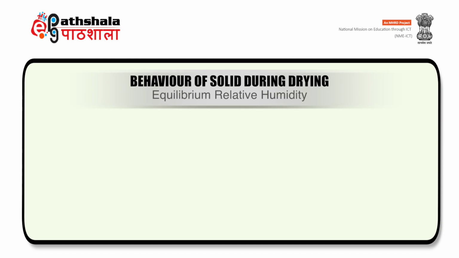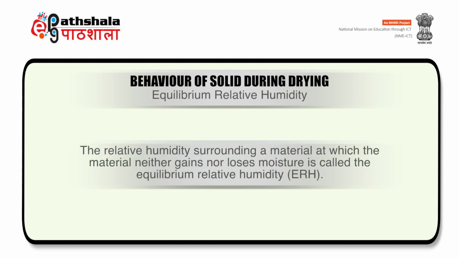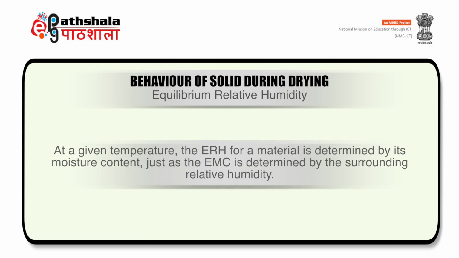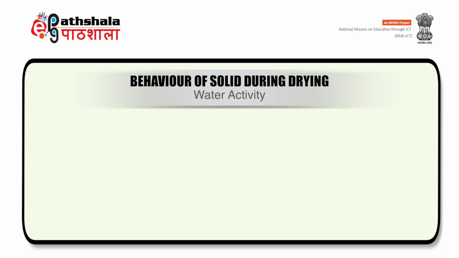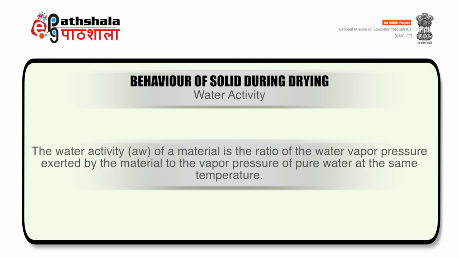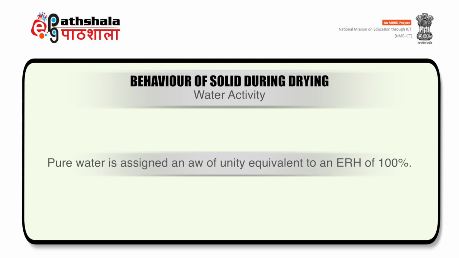Now equilibrium relative humidity. It is the relative humidity surrounding a material at which the material neither gains nor loses moisture. At a given temperature, the equilibrium relative humidity for a material is determined by its moisture content, just as the equilibrium moisture content is determined by the surrounding relative humidity. Lastly, the water activity of a material is the ratio of water vapor pressure exerted by the material to the vapor pressure of pure water at the same temperature. Pure water is assigned an aw of unity, equivalent to an equilibrium relative humidity of 100%.